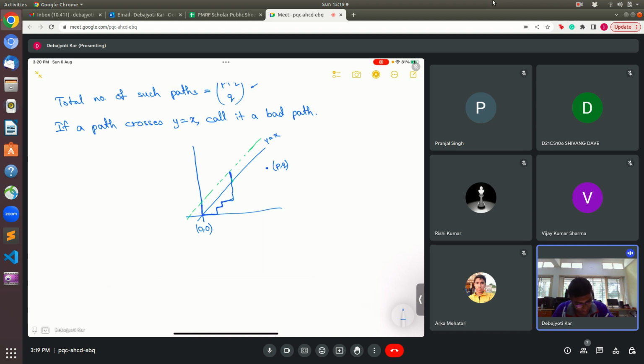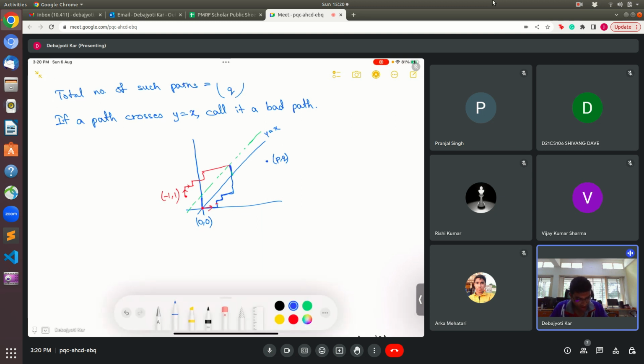So what will the reflected path look like? Something like this, right? You understand? This red is basically the reflected version of the blue part. Since this point is (0, 0), the reflection of this particular point with respect to this green line is nothing but (-1, 1). I hope this is clear. So this reflected point is (-1, 1), and every right move here is an up move here, and every up move here is a right move here. So by this reflection, what do we get?